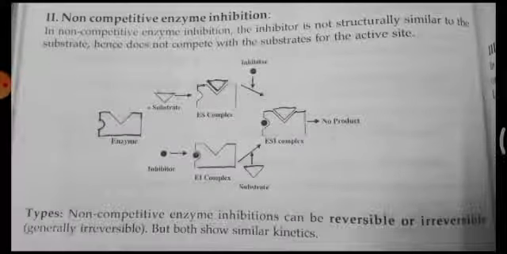In the non-competitive enzyme inhibition, as the name itself indicates, non-competition. In non-competitive enzyme inhibition, the inhibitor is not structurally similar to the substrate, hence it does not compete with the substrate for the active site. So if you see the first line, the inhibitor is not structurally similar to the substrate. Not structurally similar to substrate means both shapes are not the same, structurally they are not the same.